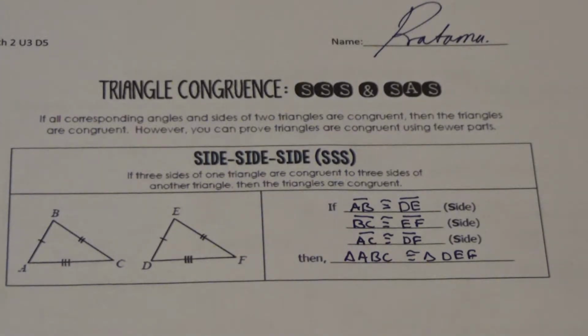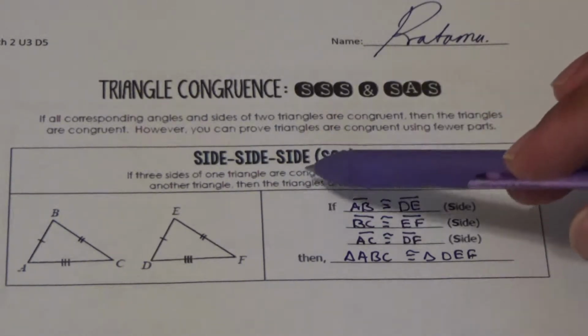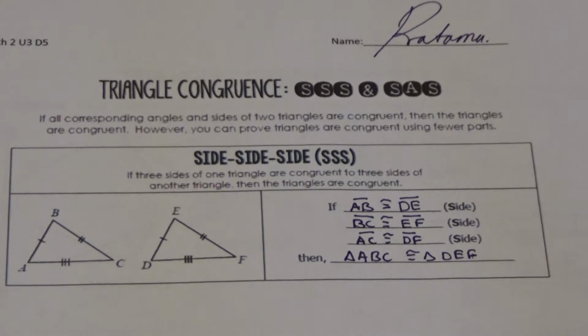Right? So, as you can see, the first one is side, side, side. Same thing like the similarity, except we're not talking about the corresponding sides being proportional. We're actually talking about all sides are congruent to each other, same measure and stuff like that. So, side, side, side says that if 3 sides of one triangle are congruent to 3 sides of another triangle, then the triangles are congruent.